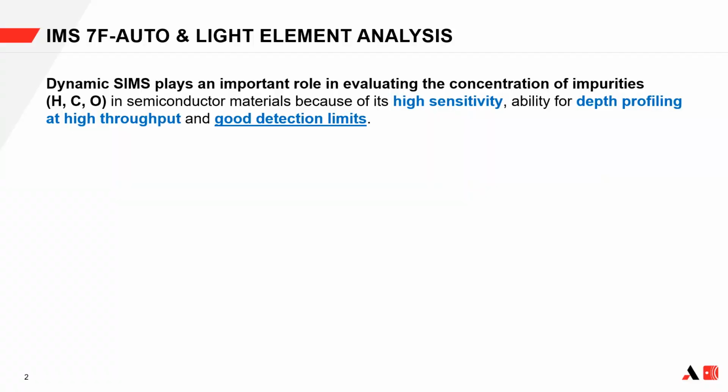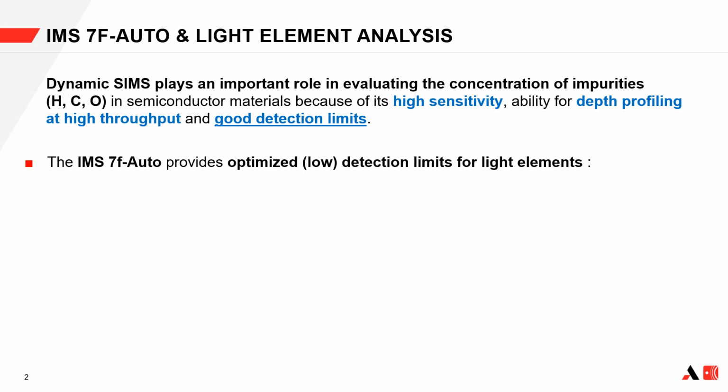As it is well known, dynamic SIMS plays a very important role in measuring impurity concentrations, such as hydrogen, carbon, and oxygen in semiconductor materials. It is thanks to its high sensitivity, ability for depth profiling at high throughput, and of course, good detection limits. So let's see how 7F Auto can provide optimized detection limits for light elements.